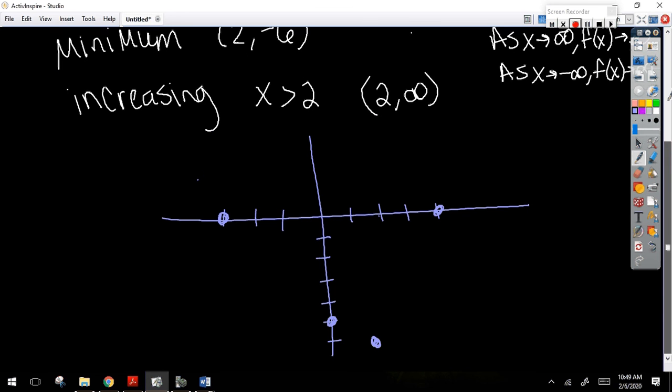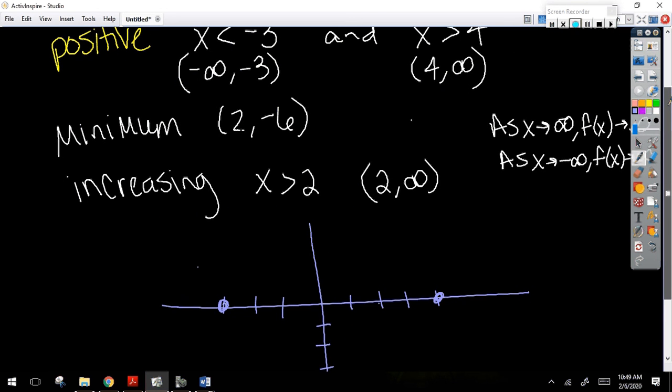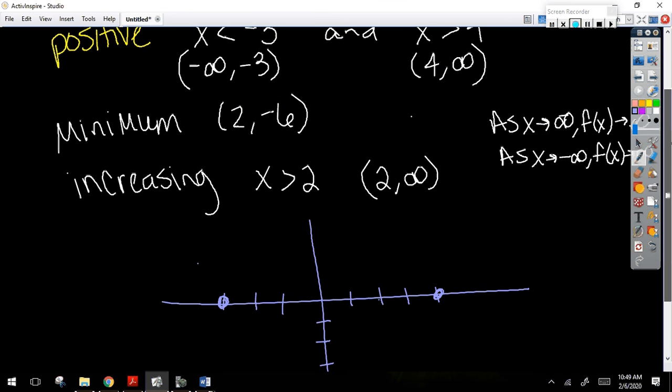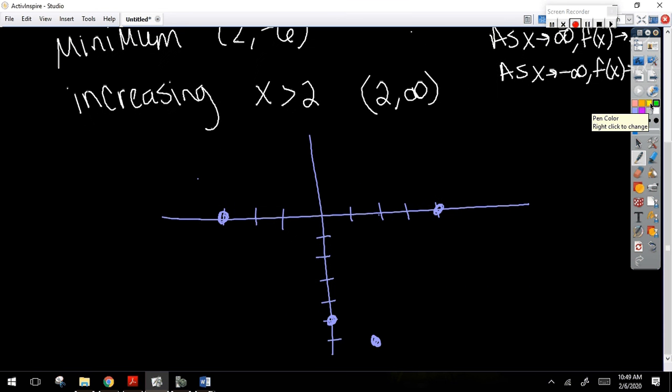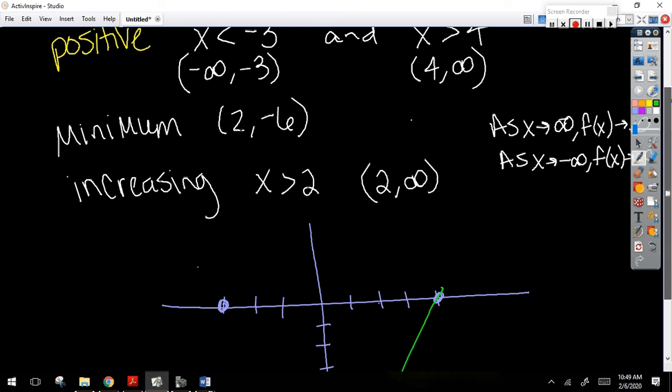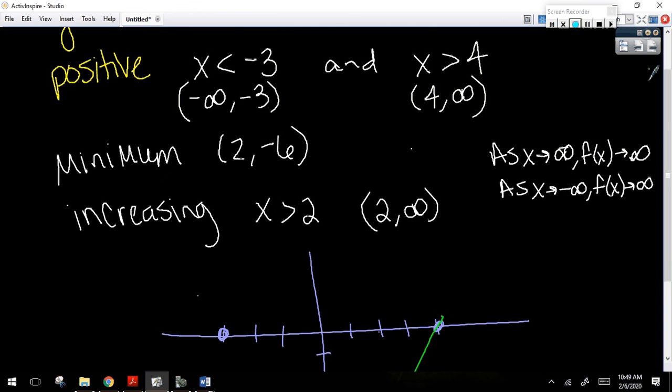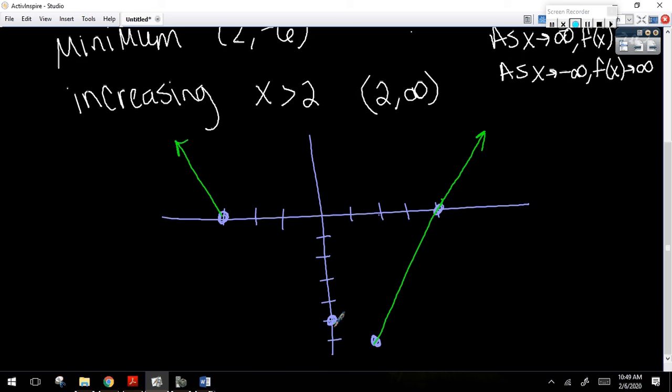All right. Now, the only other thing I know is that when it gets bigger than 2, it's increasing. Not that that's the only increasing interval, but bigger than 2, it's increasing. That's easy. Now I only have to satisfy my end behavior, and the end behavior says that both ends go up. So this is going to go up, and this is going to go up. As far as all the rest of it, as long as I go through this point, I'm good.